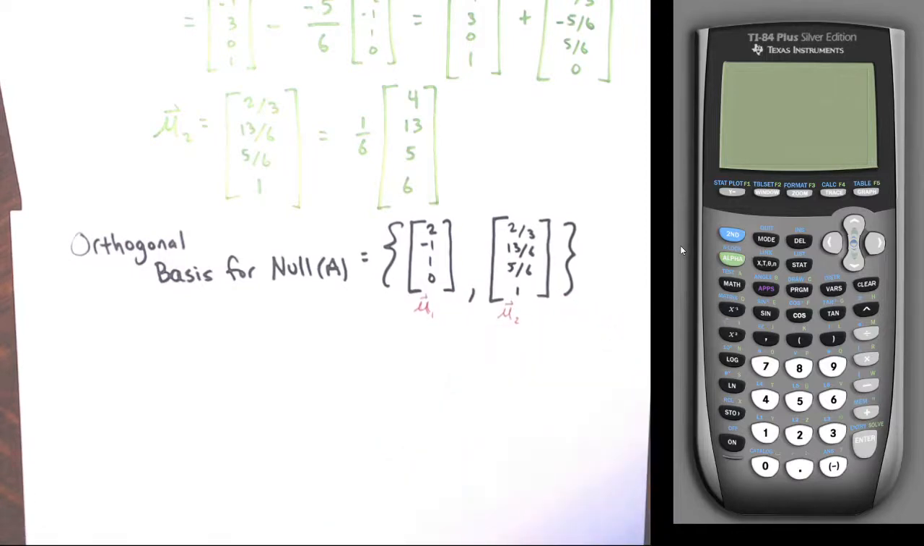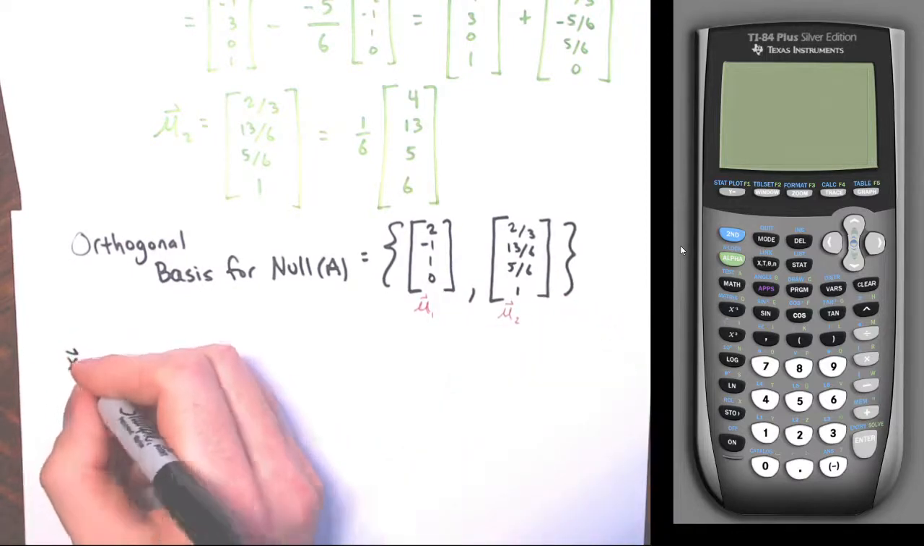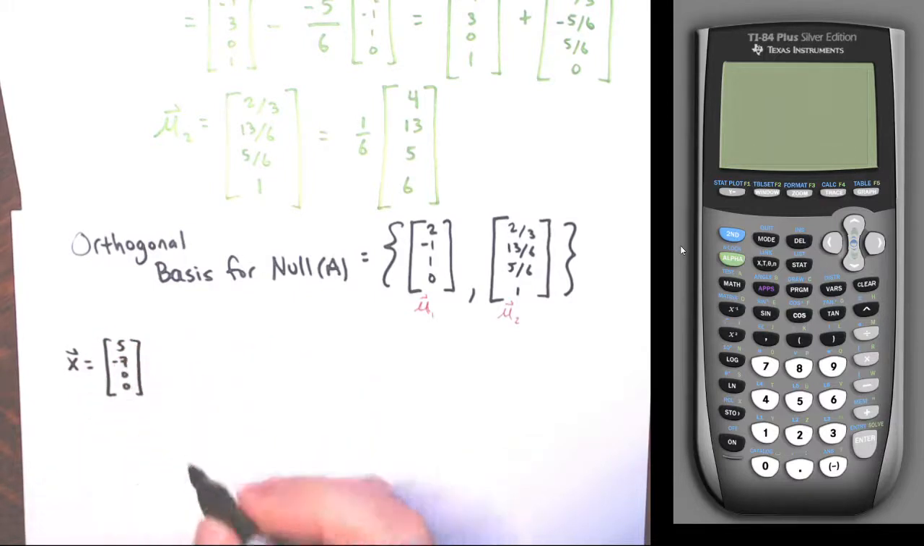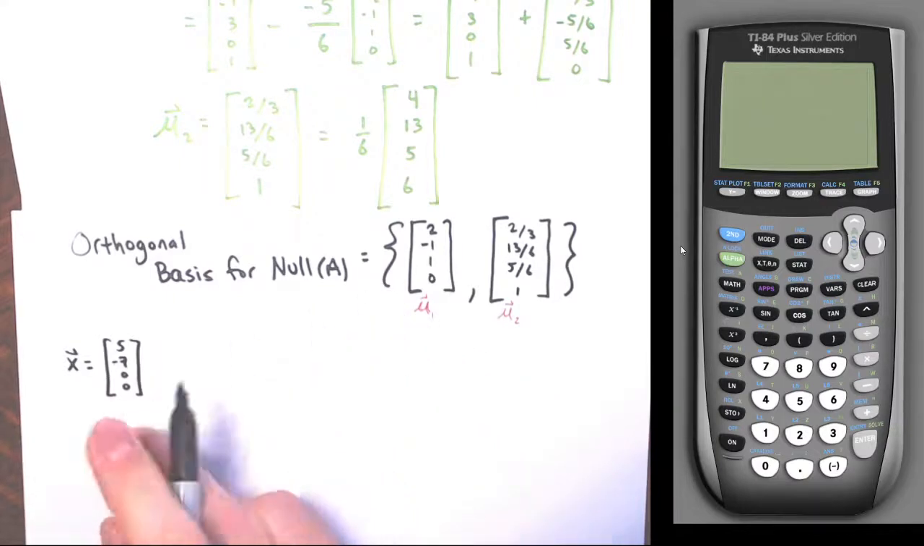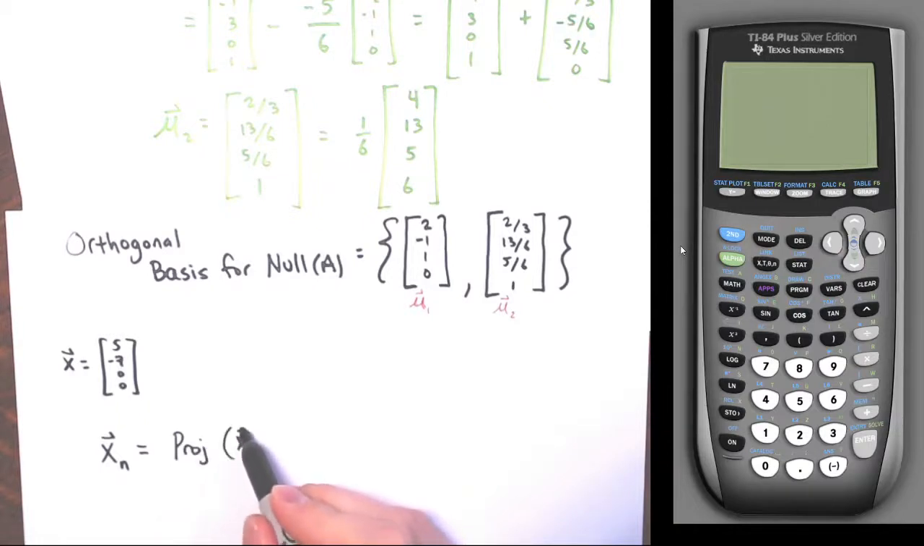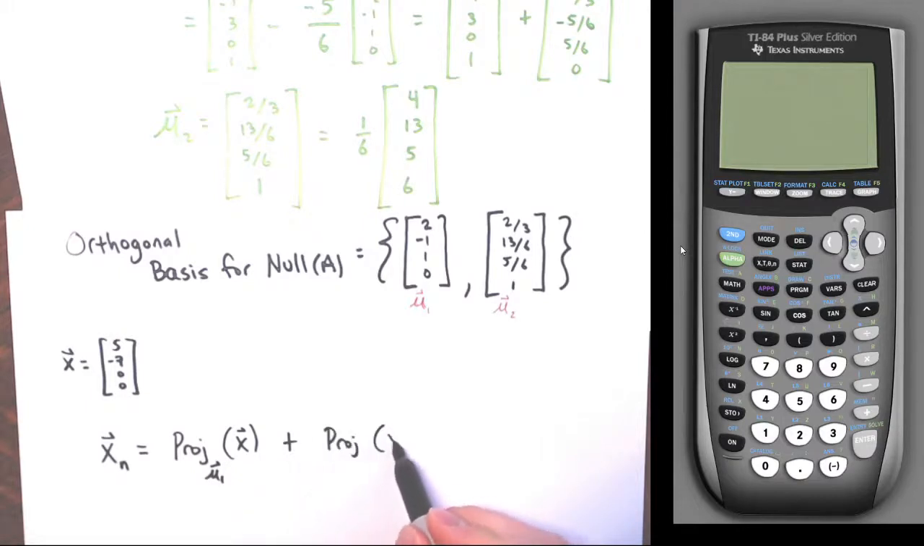And we're projecting x, right? x was the vector 5, -7, 0, 0. We're projecting it onto the null space, so that was xn. So remember, the projection of a vector onto a subspace was the sum of the projections onto each vector in the orthogonal basis. So it's going to be the projection of x onto u1 plus the projection of x onto u2.